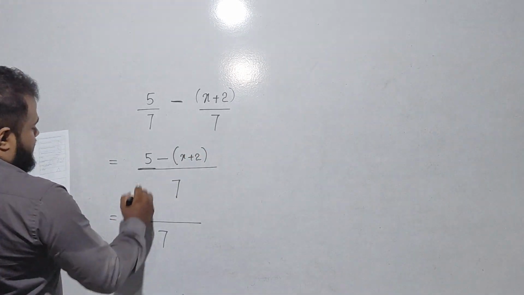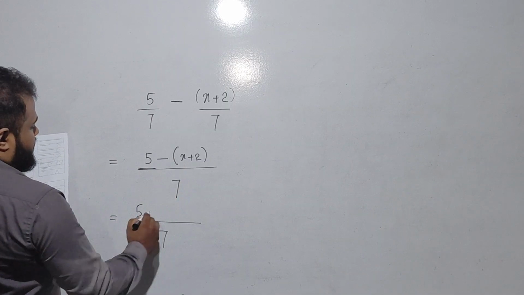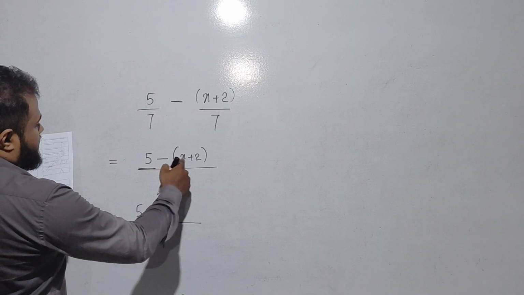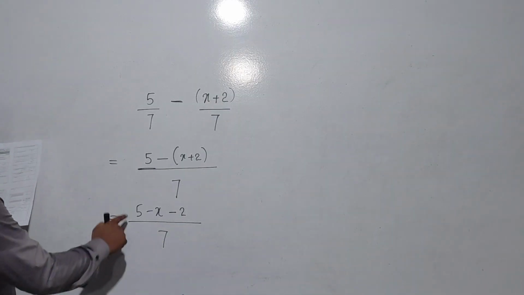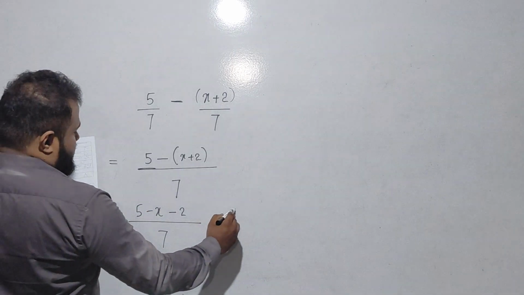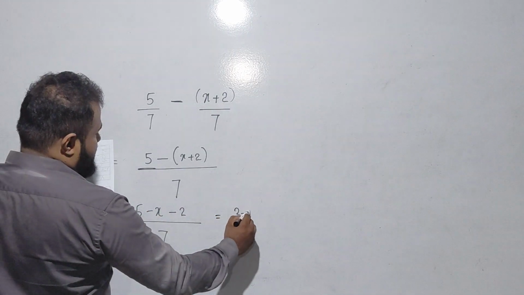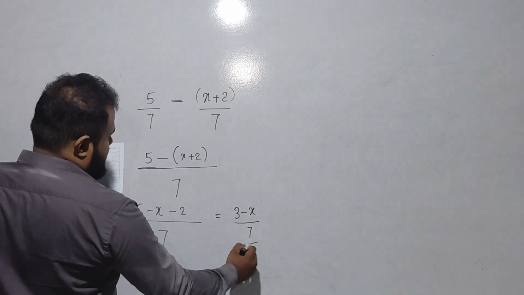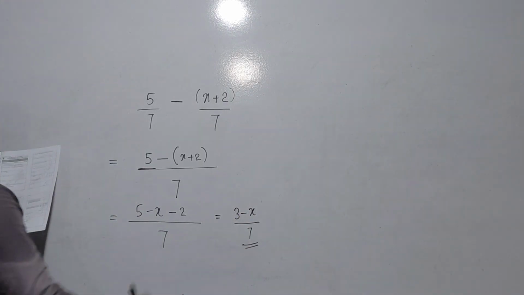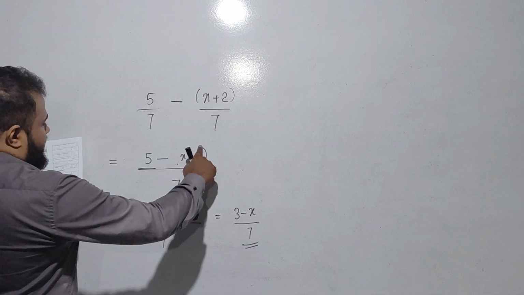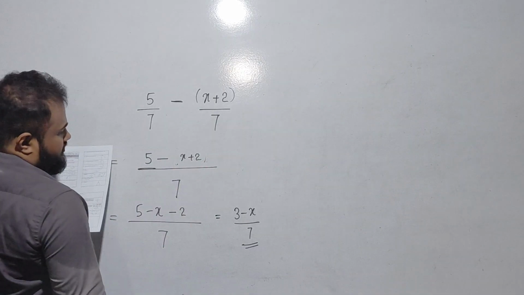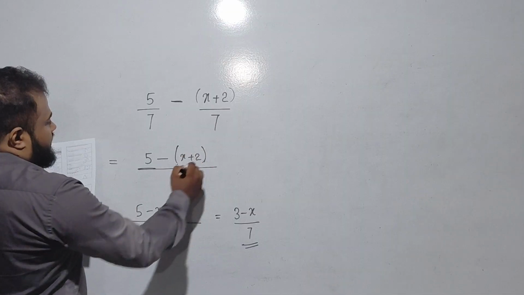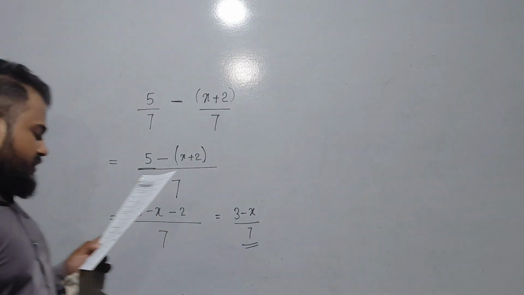7 is the denominator. 5 minus x minus 2. So 5 minus 2 becomes 3. So the final answer is 3 minus x over 7. If you do not put the bracket, you will get 7 minus x over 7. That's incorrect. The correct answer is 3 minus x over 7.